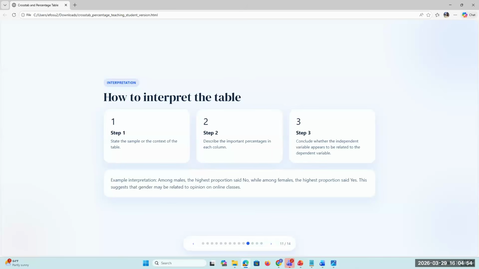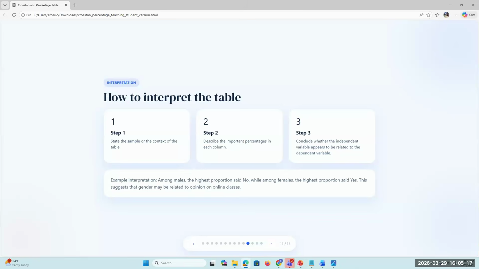You can bring in the values, then you coin it that way. First of all, you talk about the sample size, then you talk about what you are seeing on the table, what the table means to you. Then you come and conclude: is there a relationship between the percentages and the dependent and independent variable? Please, do you get me? Yes, please.